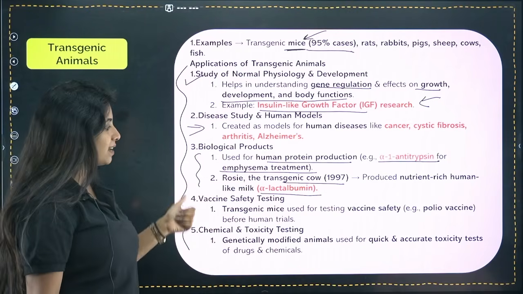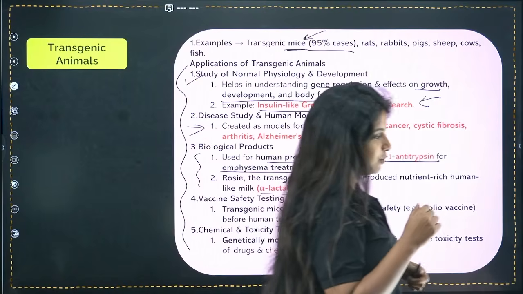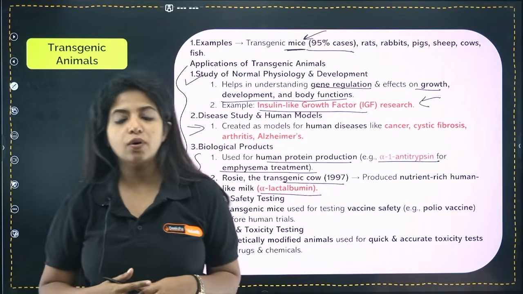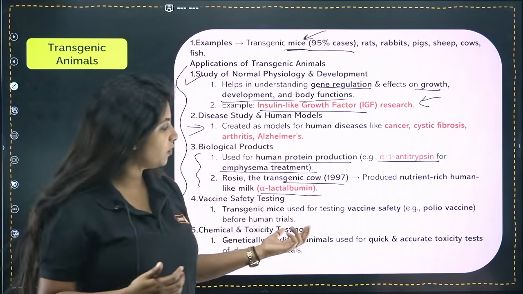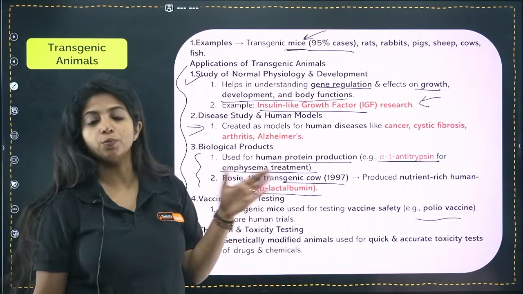The fourth thing is vaccine safety testing. You know, on humans also vaccine safety testing was being done. But before that, my dear children, it's usually the animals on which we test the vaccines, and we see how it works. So the polio vaccine and everything was made to undergo vaccine safety testing before human trials.